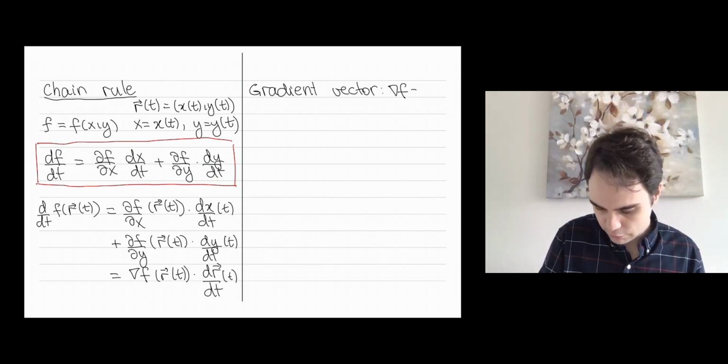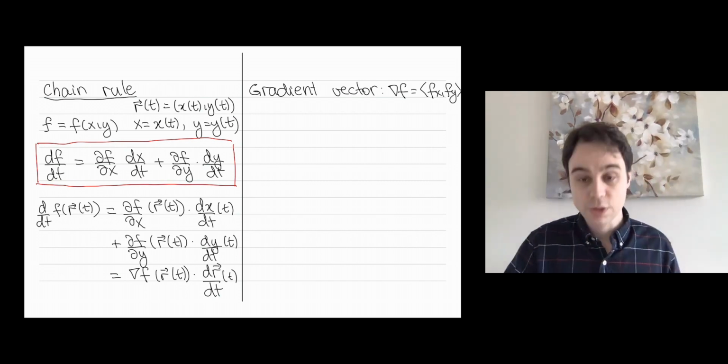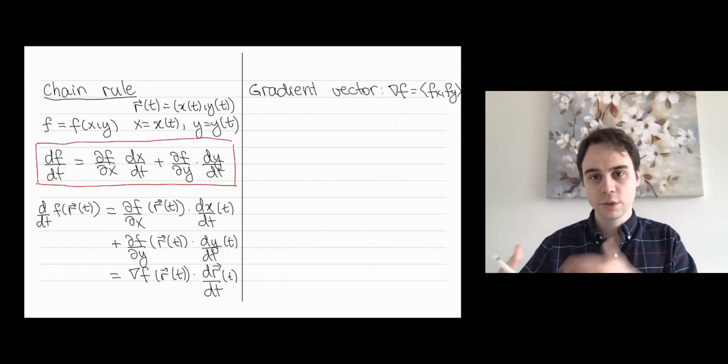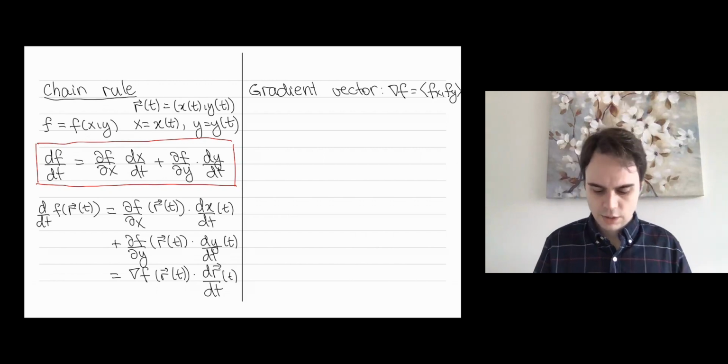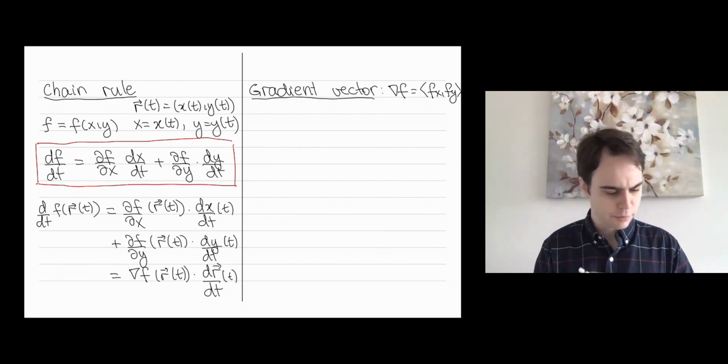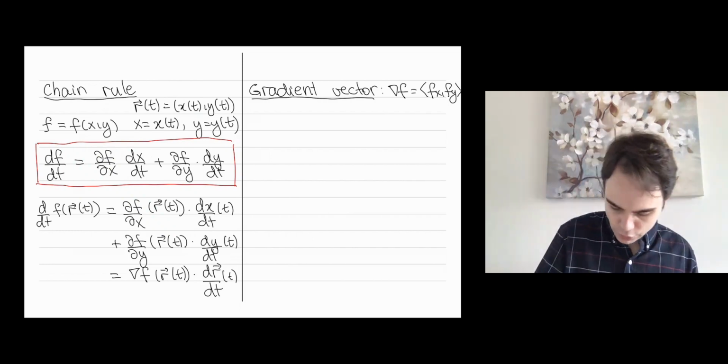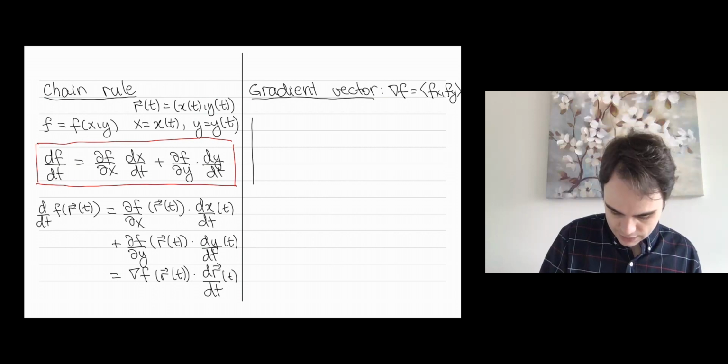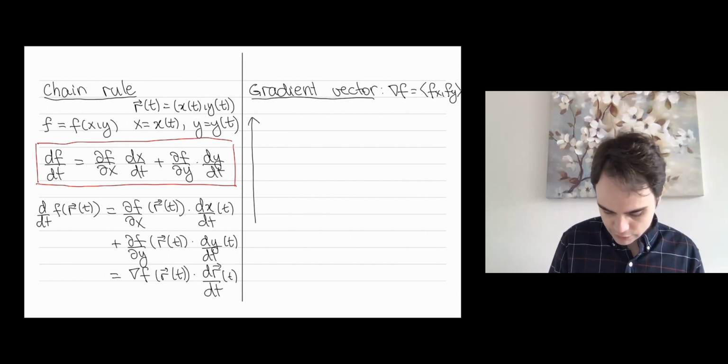So the gradient of a function of two variables is just the vector with the two partials of the function. The gradient of a function of three variables is just a vector field whose components are the three partials of the function. So a very major thing we learned about the gradient is that it's always perpendicular to the level sets.